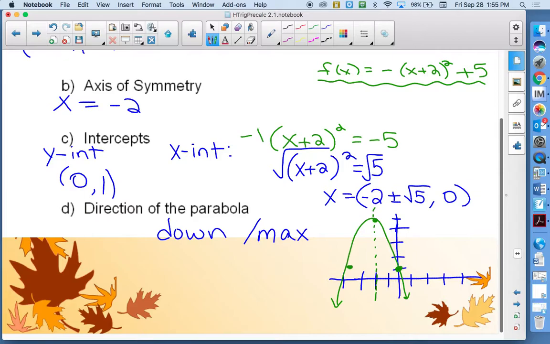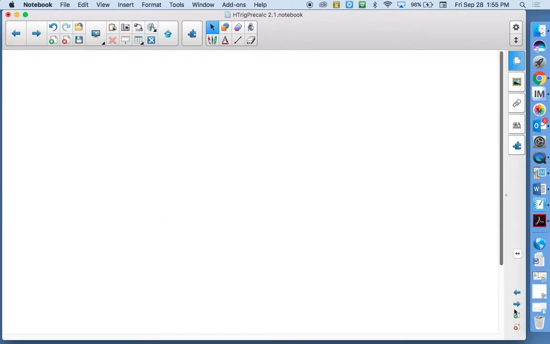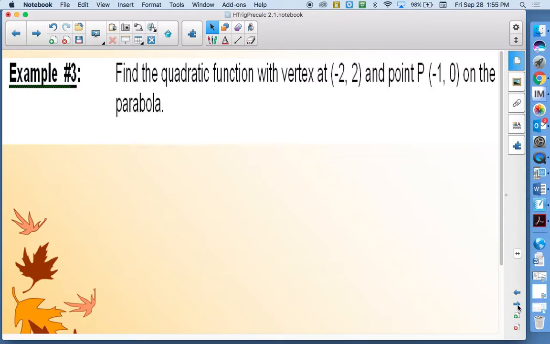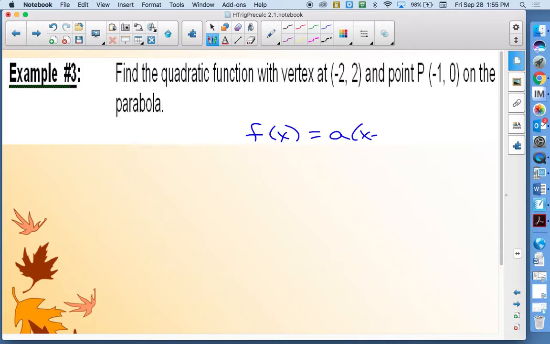So with your graph paper, if you want, you can do the whole problem next to the graph. Because the graph paper I handed out to you has a blank spot next to it, so you can do that. We're going to go through the last question really quickly. It's not a lot of work whatsoever. So we just did a lot of work. This one is not much work. It says find the quadratic function with the vertex at (-2, +2), and a point at (-1, 0).